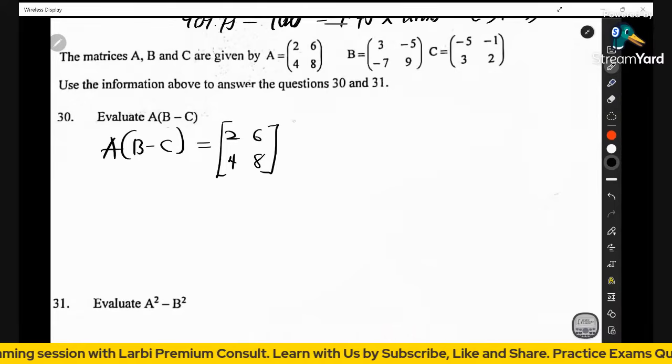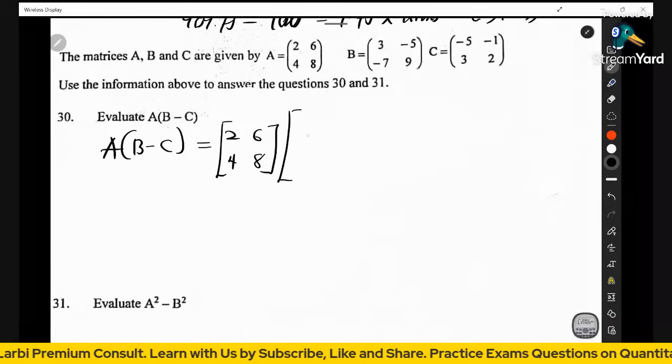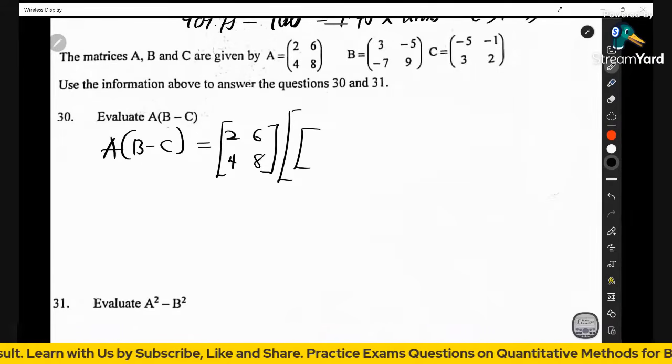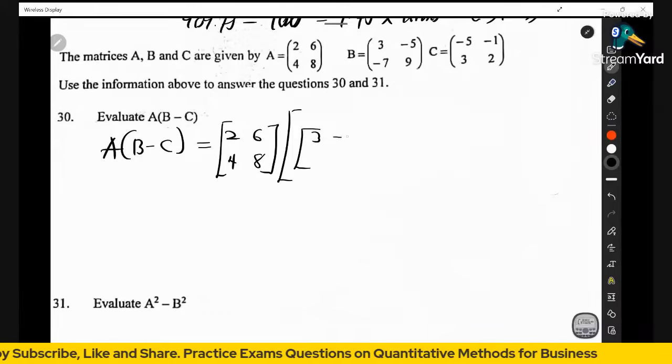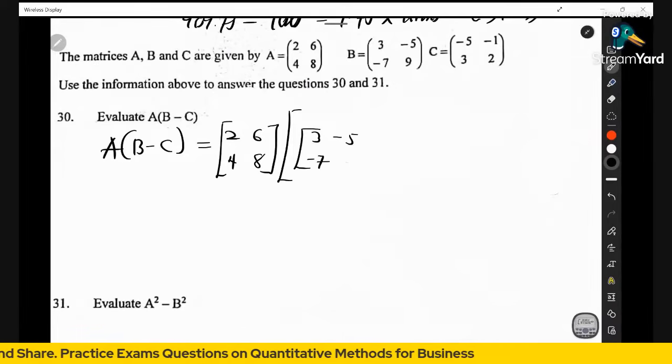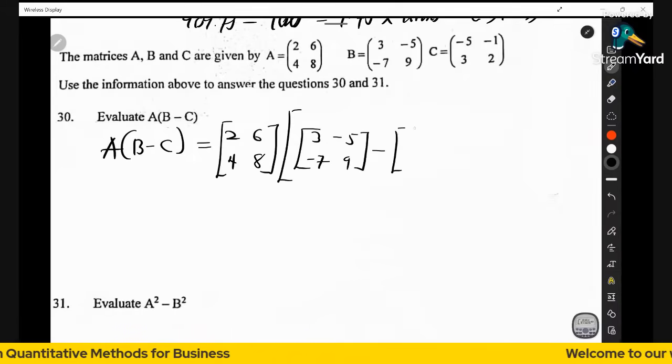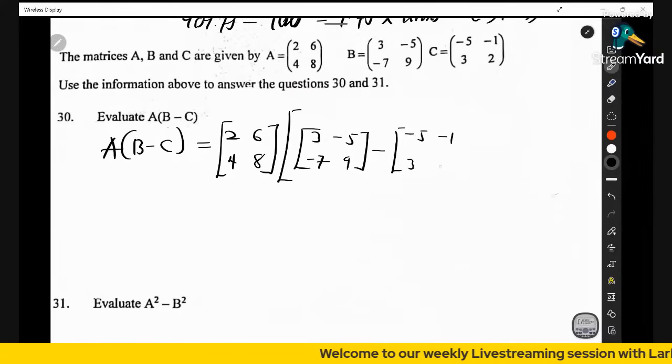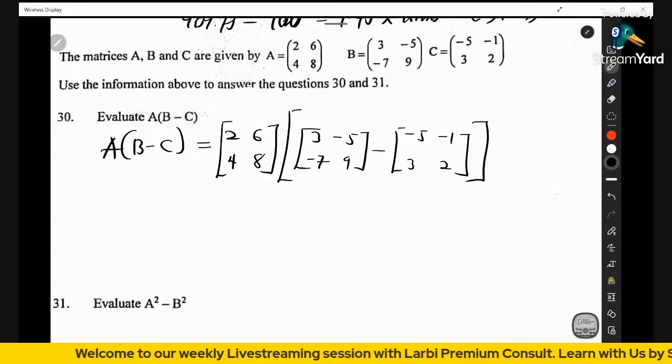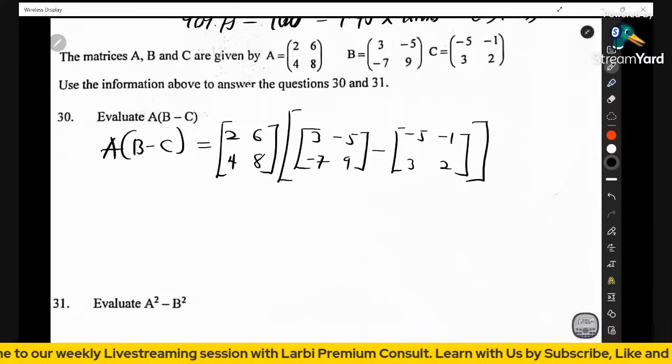So this is actually multiplying matrix B, which is 3, 5, -7, 9, compared to C, which is -5, -1, 3, and then 2. So we deal with the bracket first, then I will multiply by the external matrix. So what are we getting? All that we need to do here is to deal with the corresponding entries, right?